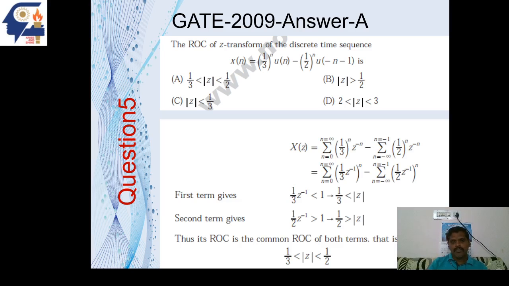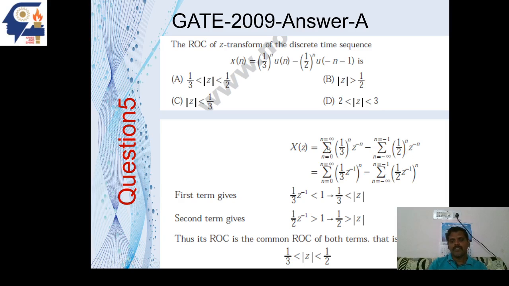Apply Z transform on both sides for the given sequence. General formula: X of Z equals the summation from 0 to infinity, because it is u of n. Because n is negative, the sequence starts from minus infinity and ends at minus 1. This is a negative value, so n equals minus infinity to minus 1, 1 by 2 whole power.